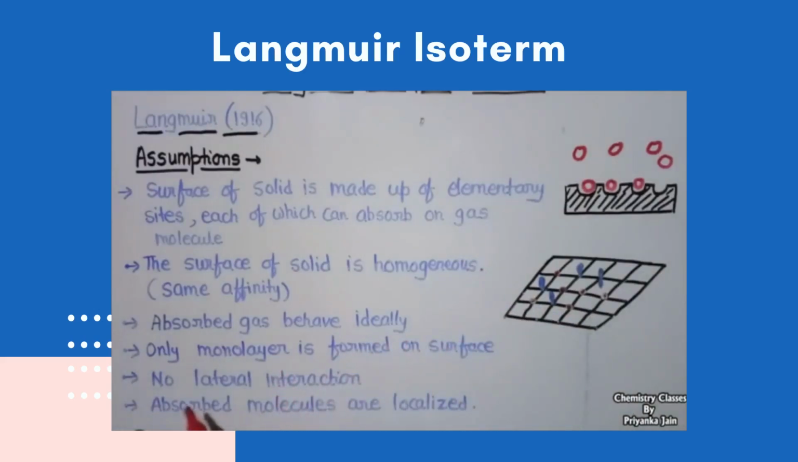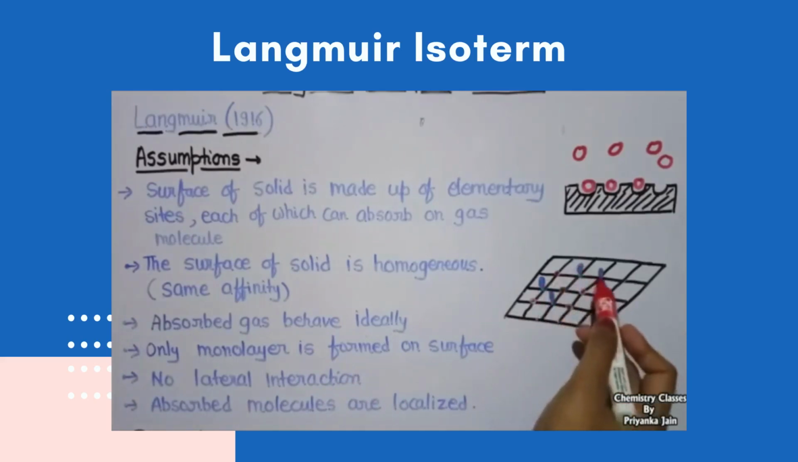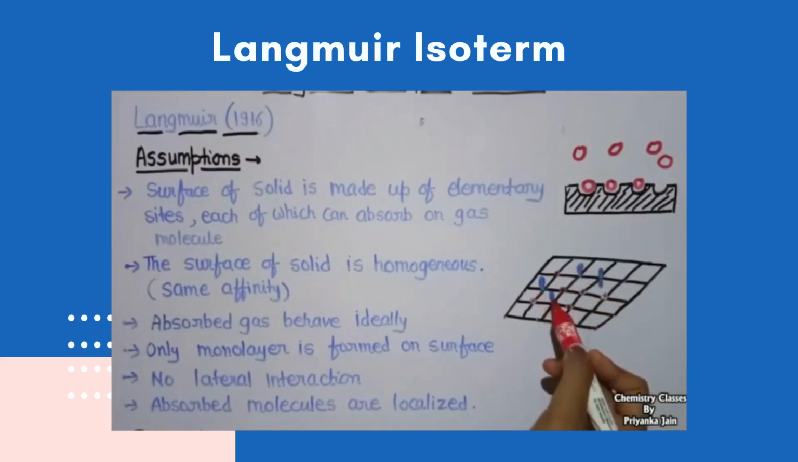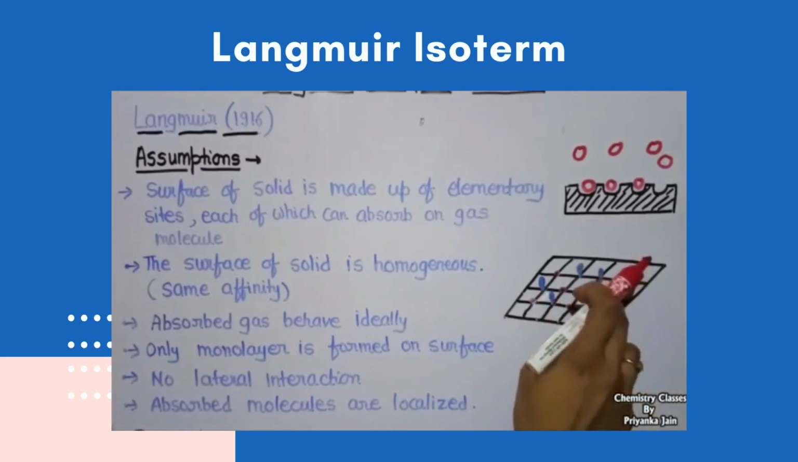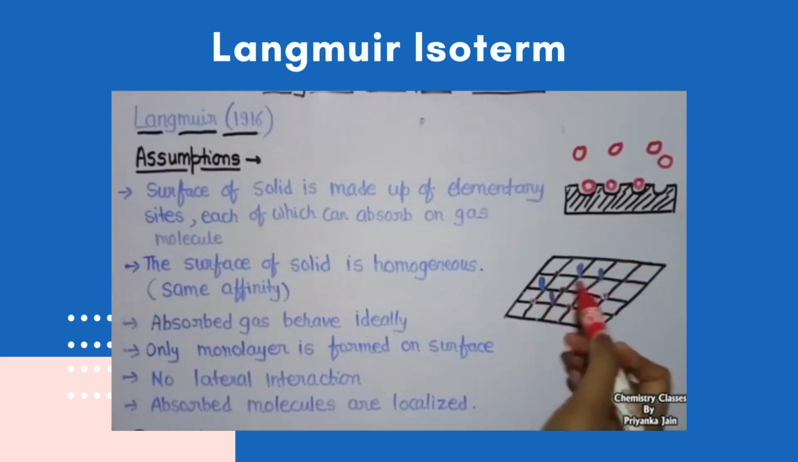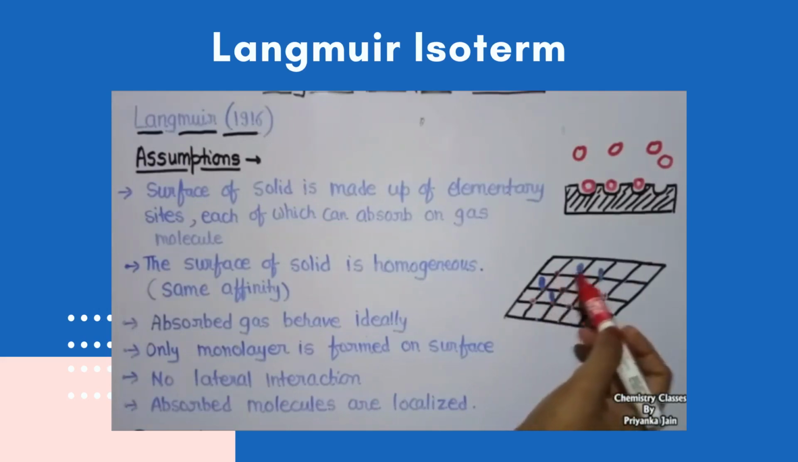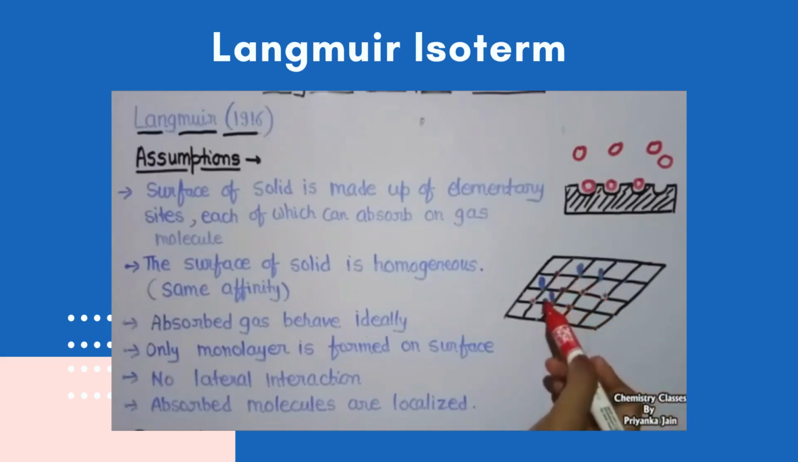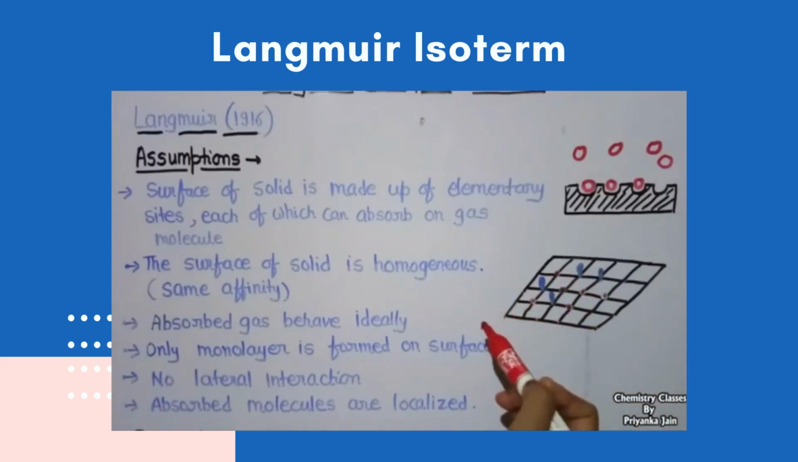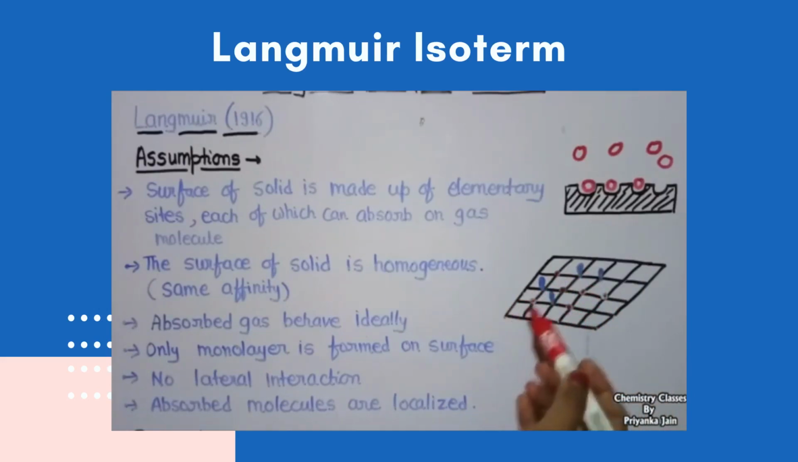Further, it was said that there is no lateral interaction between the gas molecules that are being absorbed. Here we have shown by these blue marks the gas molecules that are being absorbed. So there is no chance that this and this gas molecule can interact. There cannot be interaction, and there is no chance of the formation of another product on these sites.